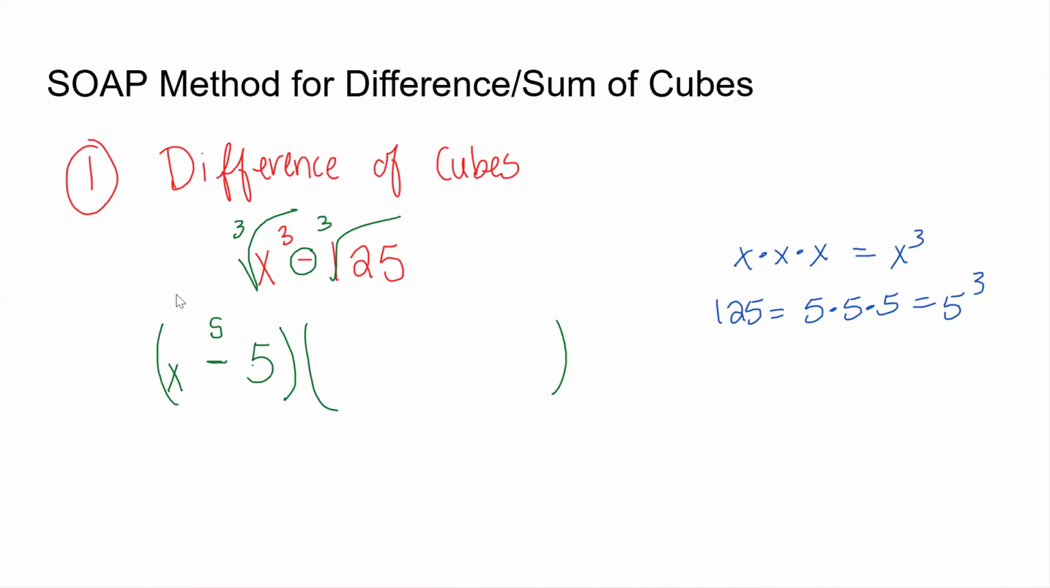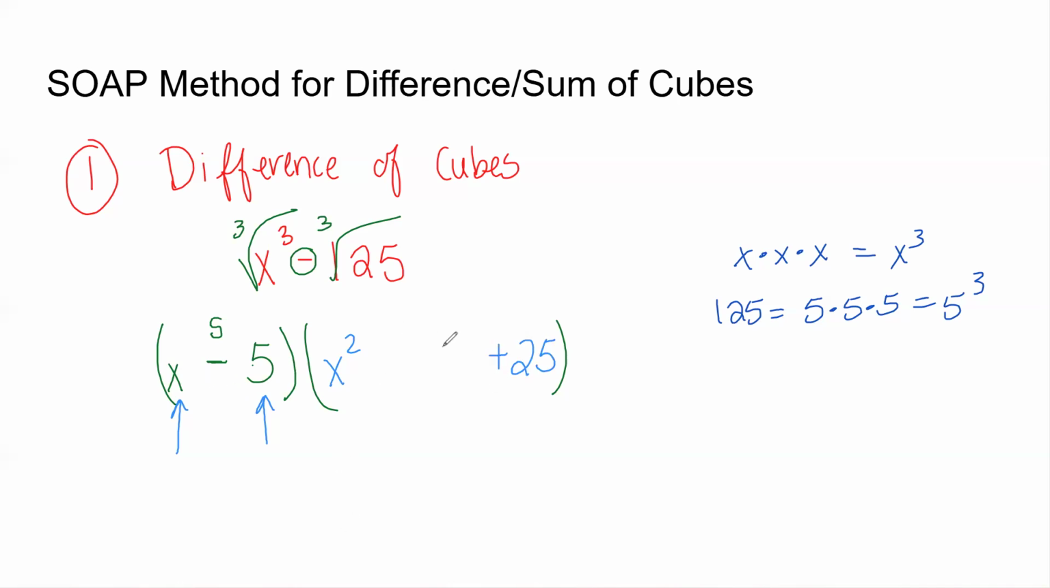Into the big parenthesis, you're going to take this x, the first term on the left side, and square it. So that's going to be x squared. Take the back number, ignore that it's a minus 5, it's just 5, and square it. So that's 25. And that's positive 25.